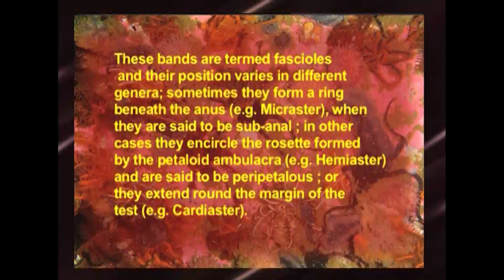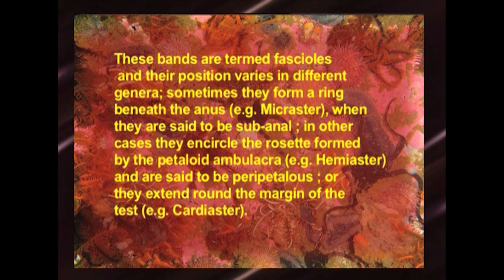Pedicellariae, which consist of a stalk with usually 3 blades, also occur but are rarely found as fossils on the surface of some irregular sea urchins belonging to the suborder Spatangina. There are bands which appear to be nearly smooth but are covered with very minute tubercles in the living state. They bear slender spines, and their cilia produce a current of water which helps to keep the test clean. These bands are termed fascioles, and their position varies in different genera.